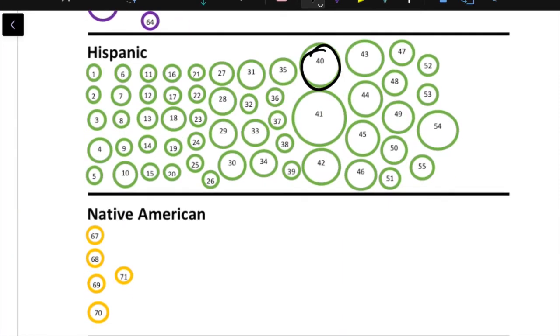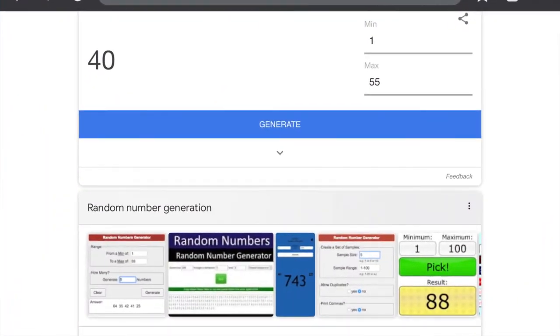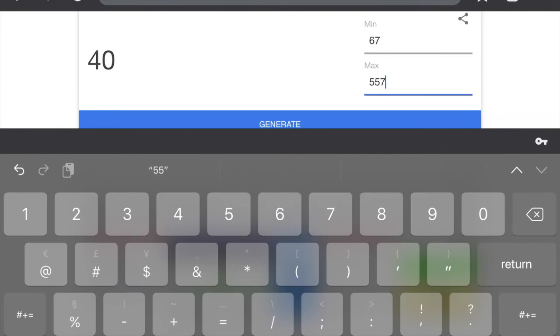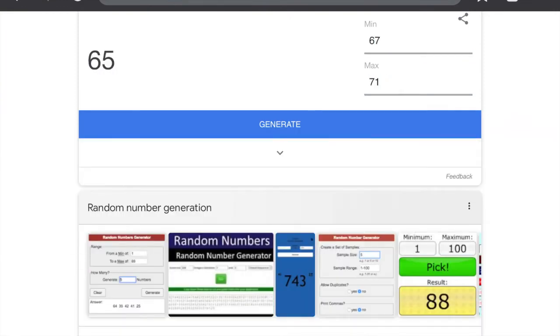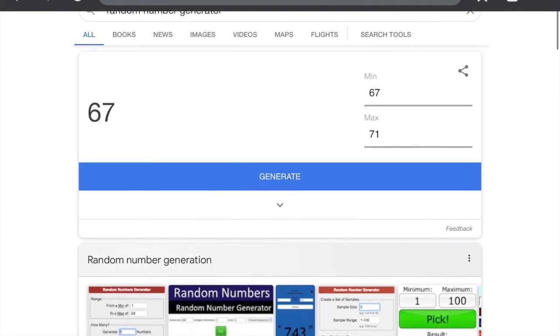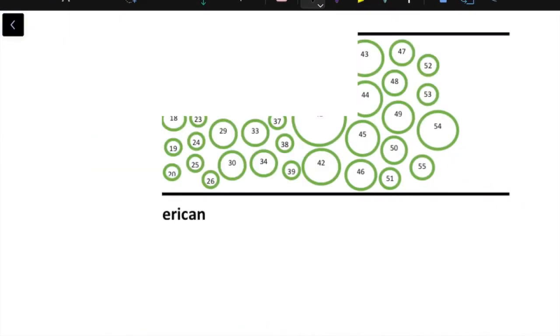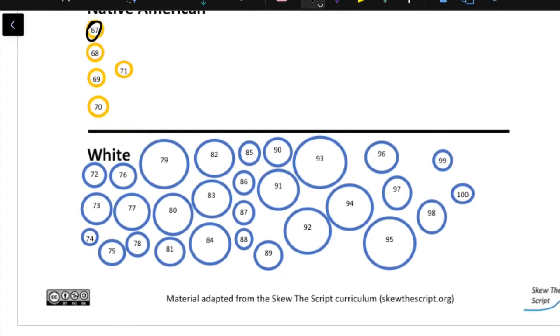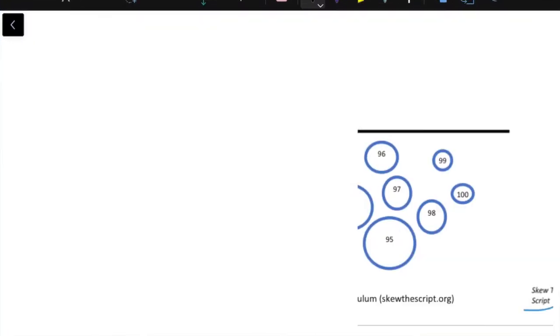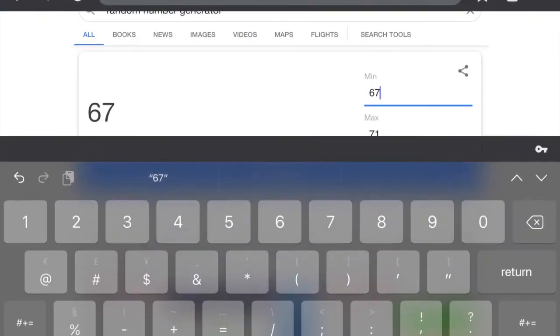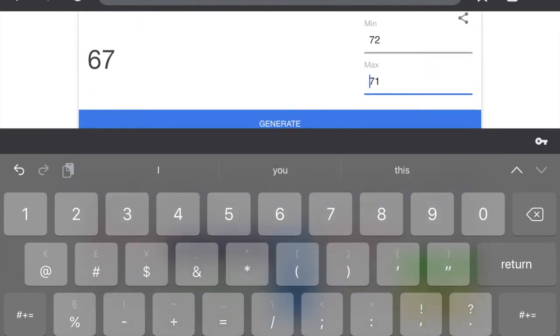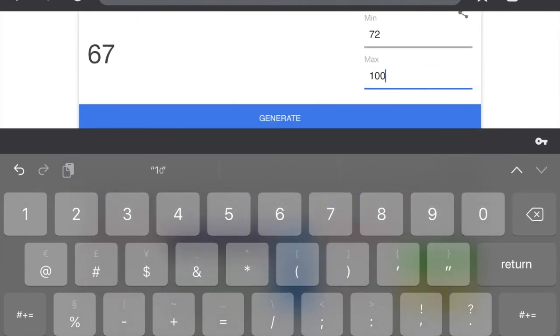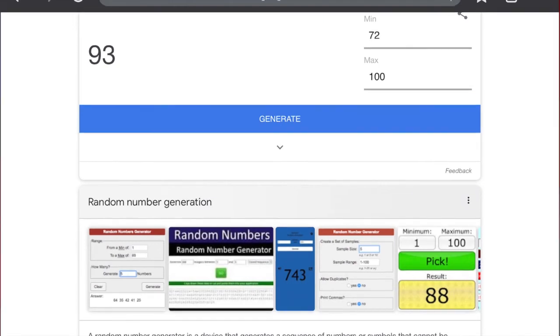Native Americans make up the house numbers 67 to 71. So 67 to 71. And we're going to do 67. And lastly, for whites, we're going to do 72 to 100. So 72 to 100. And we're going to pick house 93.